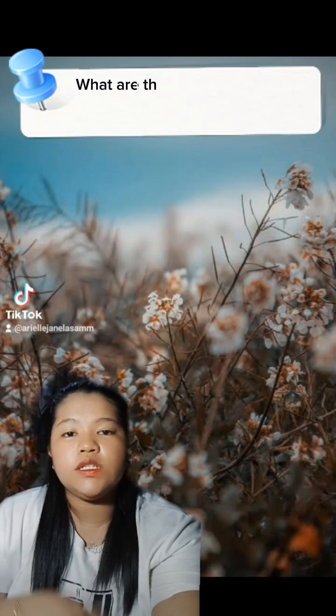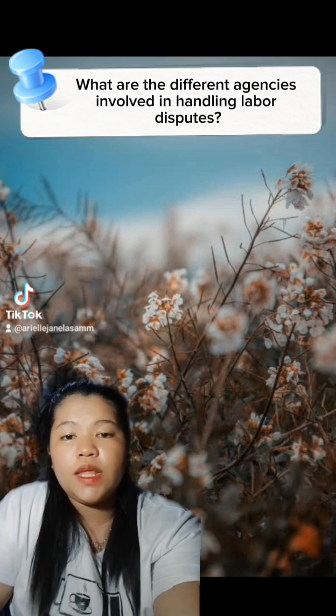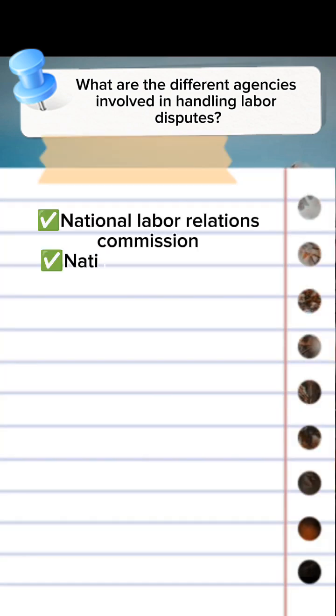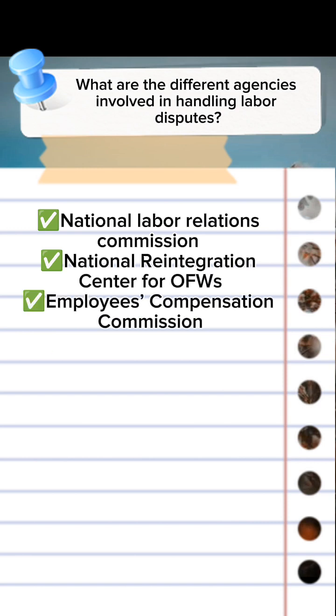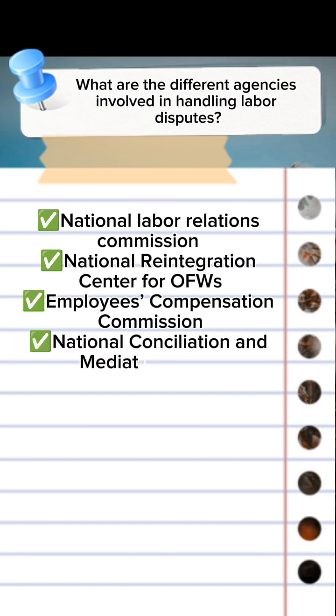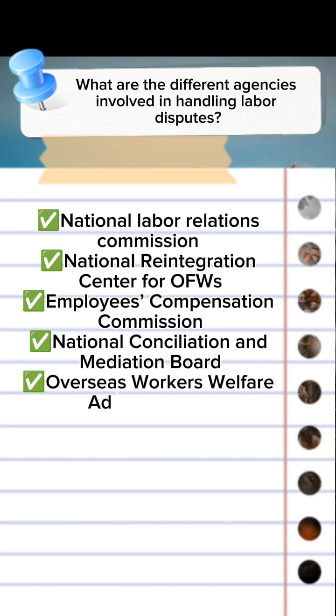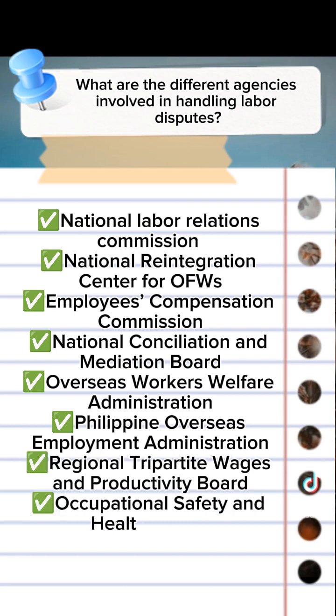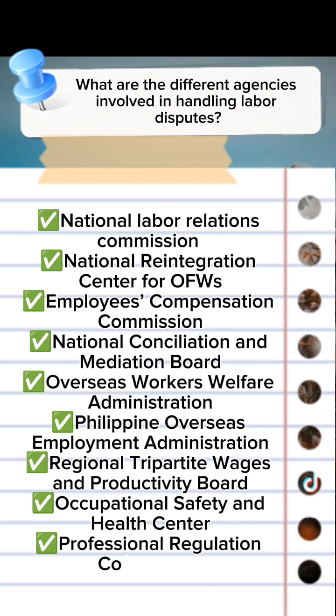So the number 2 question is, what are the different agencies involved in handling labor disputes? So number 1 is the National Labor Relations Commission, that is the NLRC, the National Reintegration Center for OFWs, Employees Compensation Commission, National Conciliation and Mediation Board, Overseas Workers Welfare Administration, Philippine Overseas Employment Administration or POEA, Regional Tripartite Wages and Productivity Board, Occupational Safety and Health Center, and the last one is the Professional Regulation Commission.